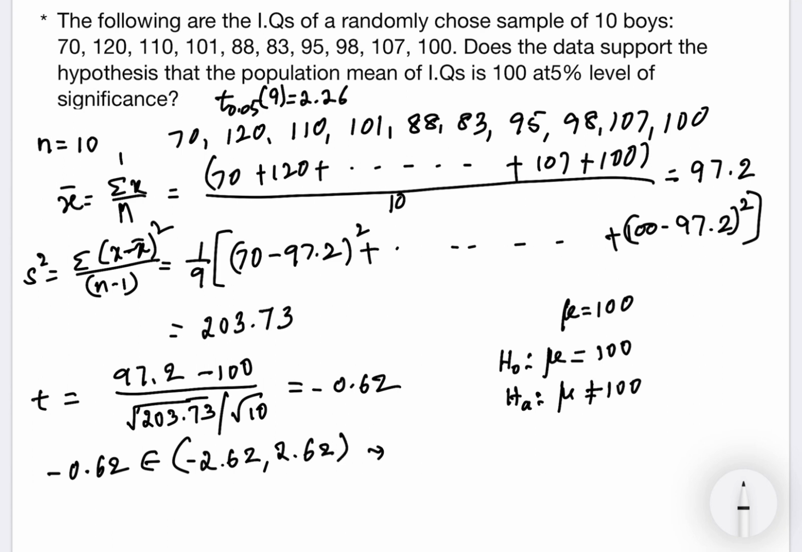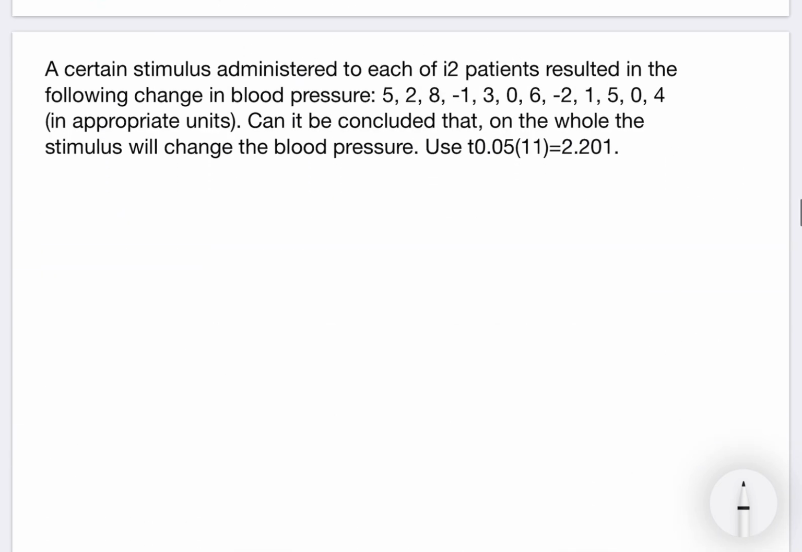That means we are going to accept the null hypothesis, and the null hypothesis was the population mean of IQs is 100. The population mean of the IQs is 100. Okay, so let us go to the next problem.